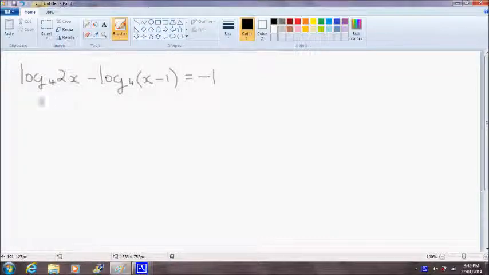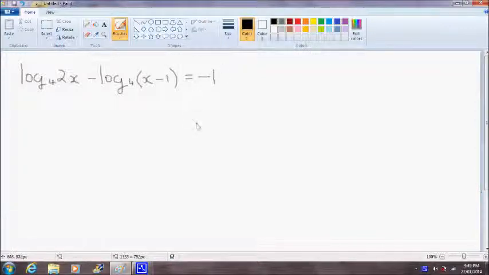Let's look at a problem involving both algebra and logarithms. So we have the equation here: log to the base 4 of 2x minus log to the base 4 of x minus 1 equals negative 1. And I want to solve for x.